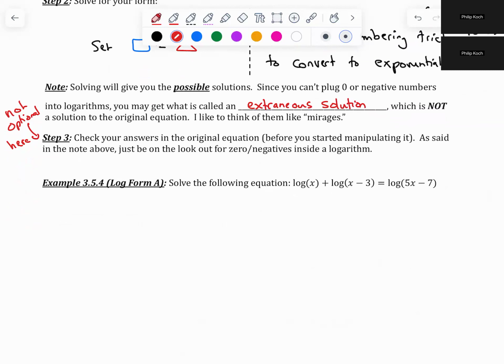So, log form A. Right now, it does not look like it's in form A, so we have to convert it to it. Step 1. So we're going to look at that log of x, and I'm going to highlight this plus here.